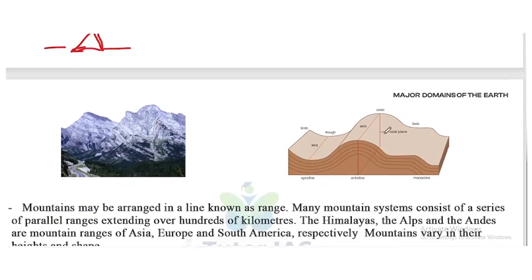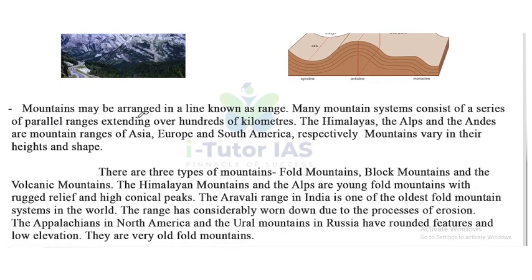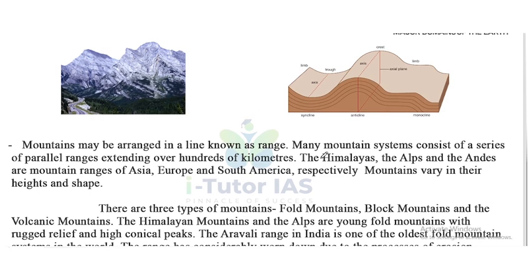Mountains may be arranged in a line known as a range. Many mountain systems consist of a series of parallel ranges extending over hundreds of kilometers. The Himalayas, Alps and Andes are mountain ranges of Asia, Europe and South America respectively. These are mountains of very different heights and shapes.